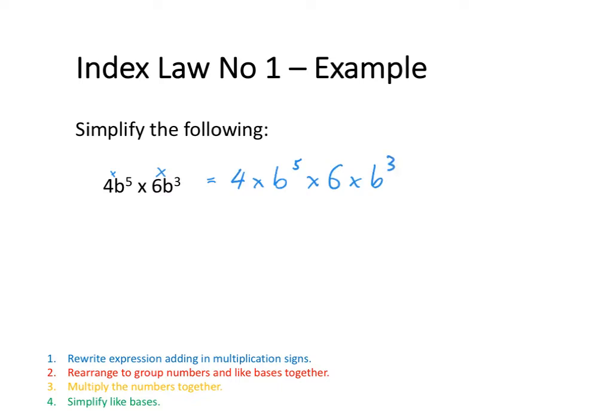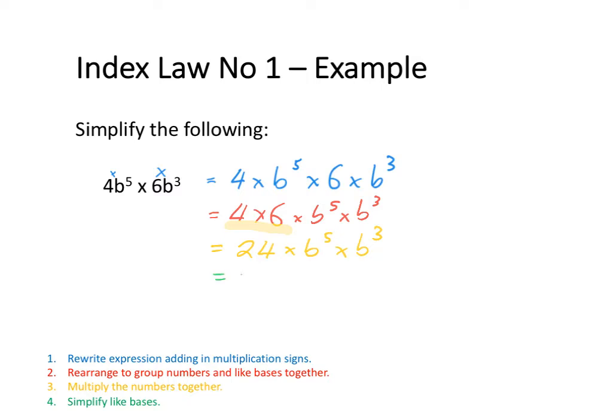The next step is to rearrange it so my numbers and my like bases are grouped together. So that is going to equal 4 times 6, because I'm grouping my two numbers together, times b to the power of 5 times b to the power of 3, grouping my like terms together. Now the next step is to multiply my numbers together, and my numbers are 4 times 6. So that is going to equal 24 times b to the power of 5 times b to the power of 3.